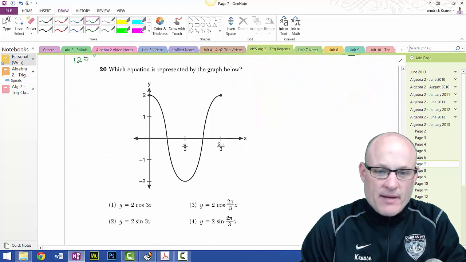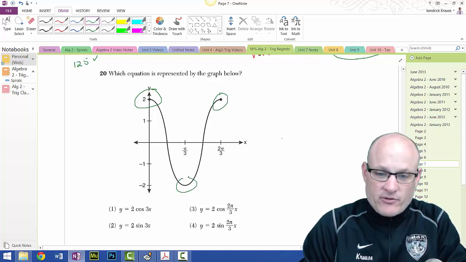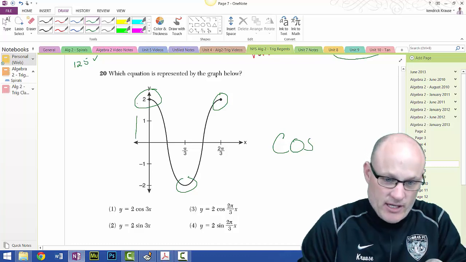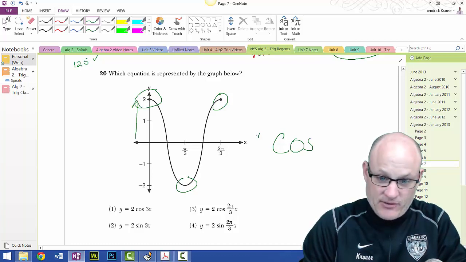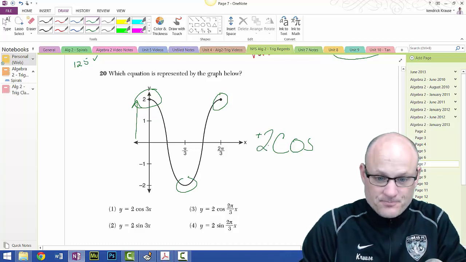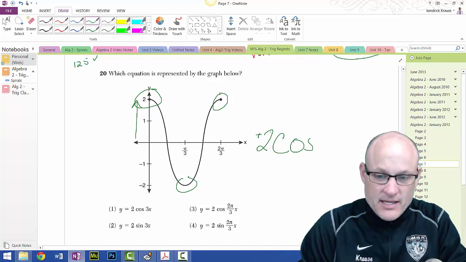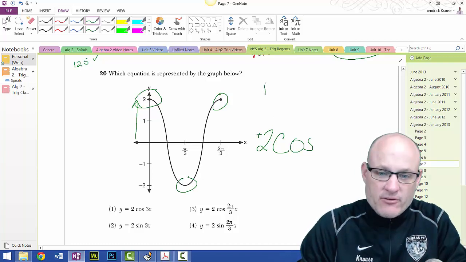All right, we start at a max, and we end at a max. And in between, we have a minimum. This is a cosine curve. Because it's starting at a max, it's a positive cosine curve. Its amplitude is 2. Now, the only thing left I've got to figure out is what is the B value? Because that's the hard part about this problem.